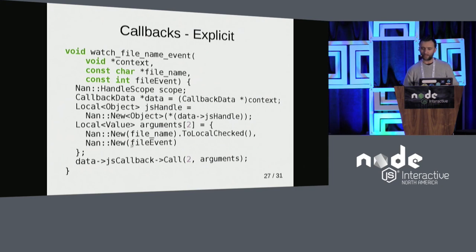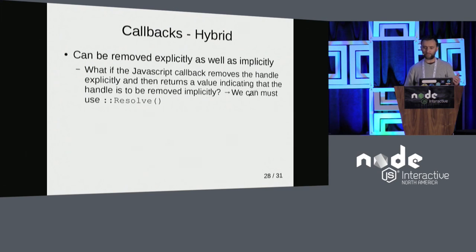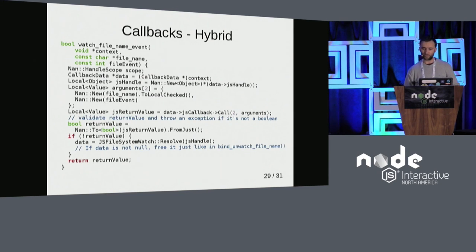But anyway, in here, this is pretty much the same as before, except you need to remove it. In the explicit case, you don't, because the only way you can do it is using the API, so you don't need to worry about any deletes in the callback itself. But in the hybrid case, you end up with a situation like this. Over here, you have just made a call to JavaScript, which could have called your explicit free function.